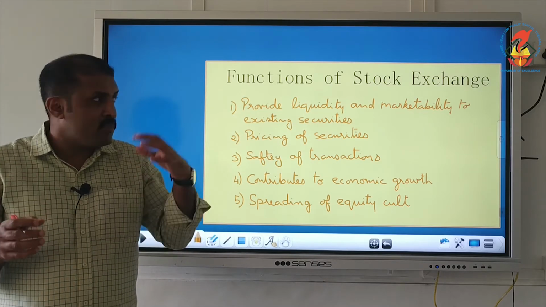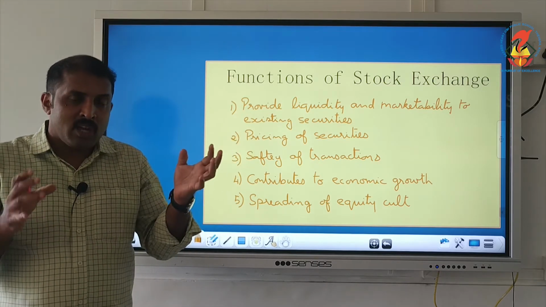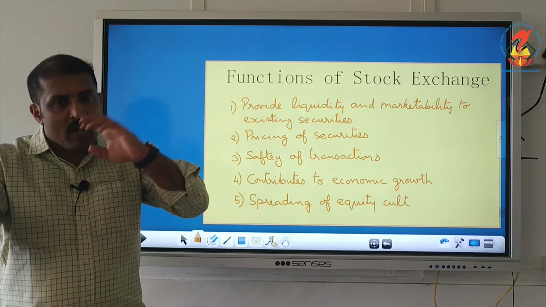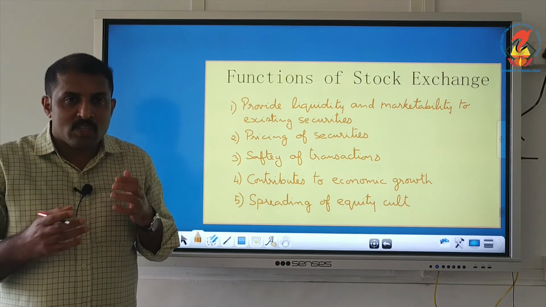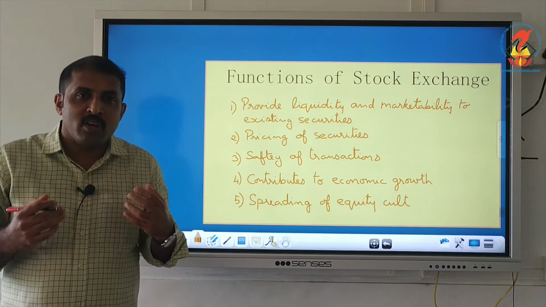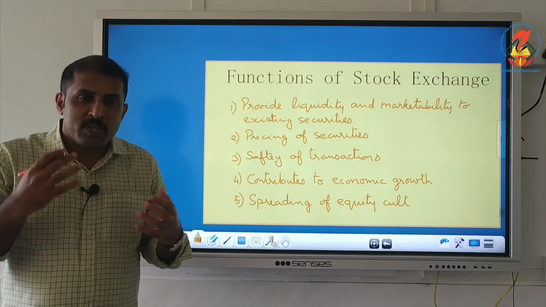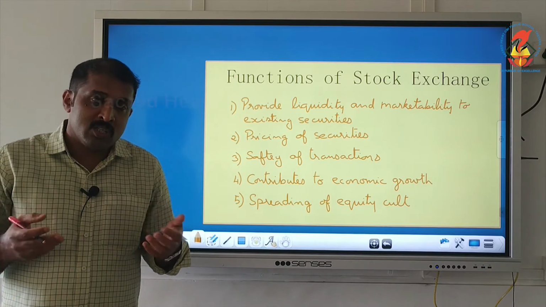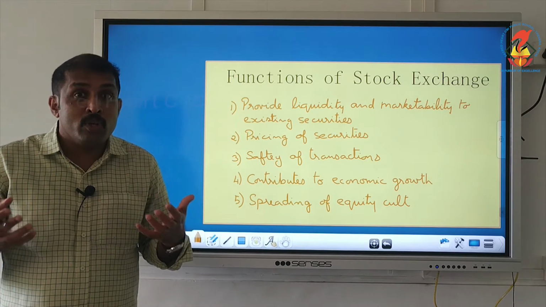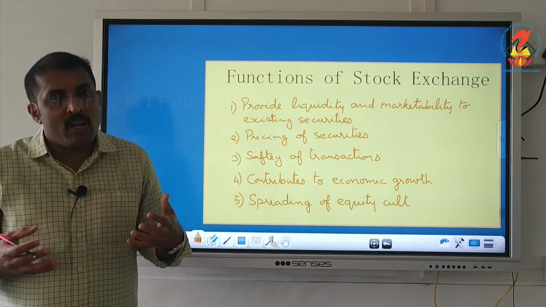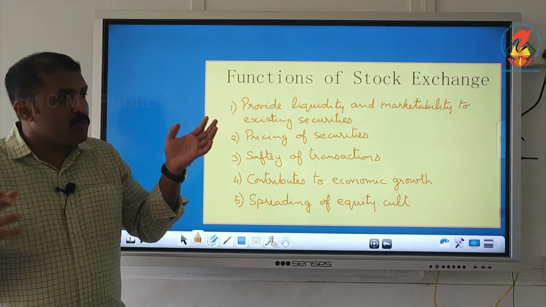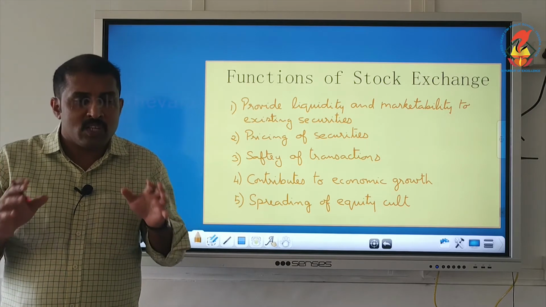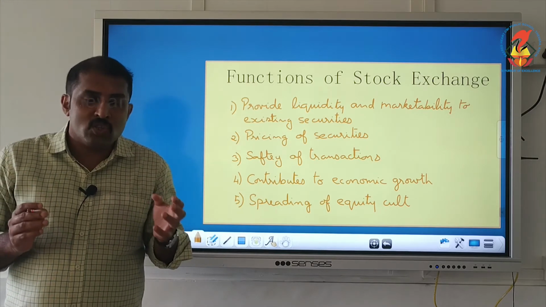So it is creating a continuous market where investors can sell and convert into cash. At the same time, they can purchase the securities which are being sold by another person who was having the security. So there is a continuous market. We can have purchase and sale in stock exchange, which is resulting in liquidity too. So it is providing liquidity and marketability to existing securities. That is the first function of stock exchange.